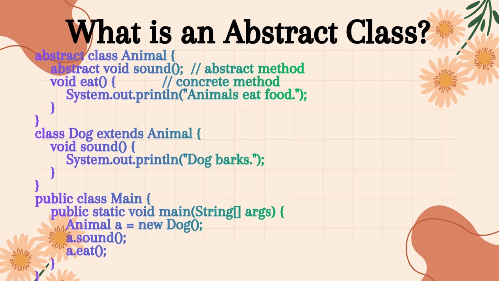When a.sound() runs, it calls Dog's version of the method, and a.eat() calls the concrete method from the Animal class. So the output will be "Dog barks. Animals eat food." This is how abstract classes allow partial implementation and let child classes define their own behavior.